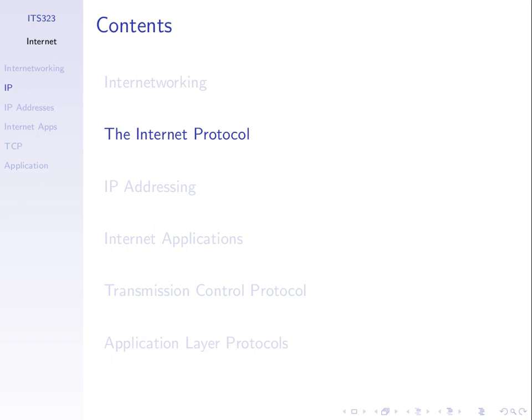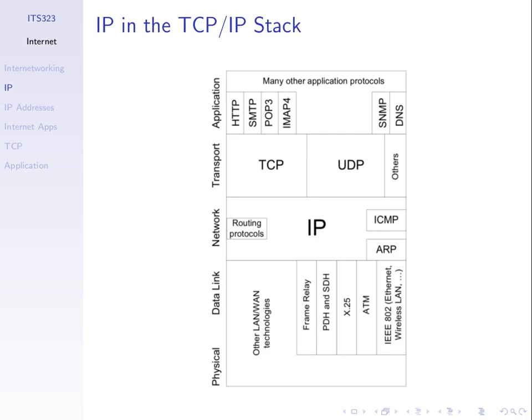Let's look at how the Internet protocol works, IP. Where does it fit within our 5-layer TCP/IP stack? This stack is the stack of 5 layers which we introduced back in the topic on networking. Physical up to application. Layer 1 up to layer 5. This picture contains examples of different technologies and protocols at some of the layers. So at the physical and data link layer, a lot of those LAN and WAN technologies. We mentioned Ethernet, wireless LAN, but there are others, PDH, SDH, ATM, X.25, there are many others here. I just give a few examples. They allow us to connect and build the LAN or wide area network.